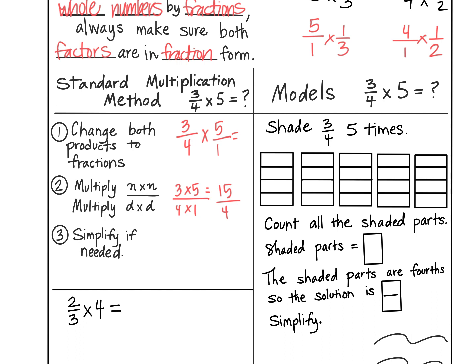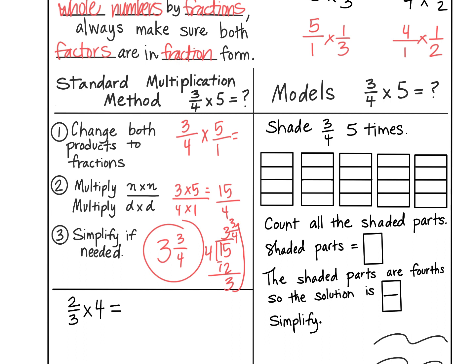Now this is improper, so I need to simplify it. So I'm going to be dividing 15 divided by 4. How many whole times can 4 go into 15? 3, and I would have how much left over? 3/4 left over. So just a reminder, this is what it would look like if I were dividing it out. This becomes my numerator, and then the denominator is still 4. So 3 3/4.